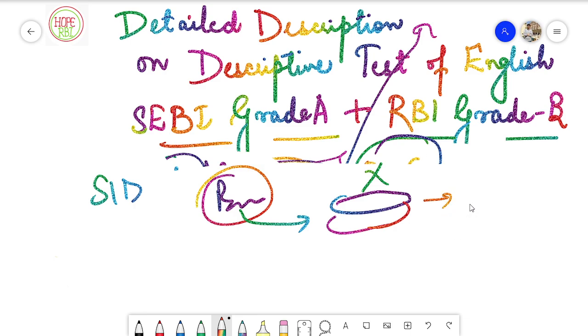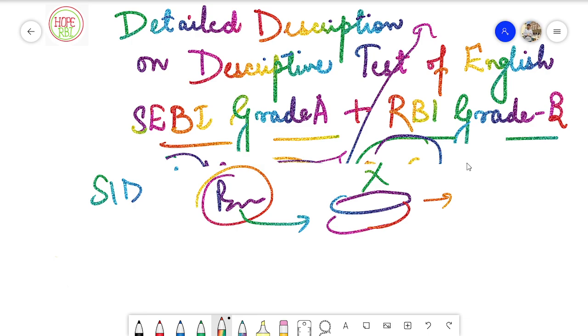Adda has a book. They have a small book in which they have good essay topics, good letter topics, and précis passages for you to solve. They also have some comprehensions there, so you can definitely check that particular book out, and you can purchase it if you like.